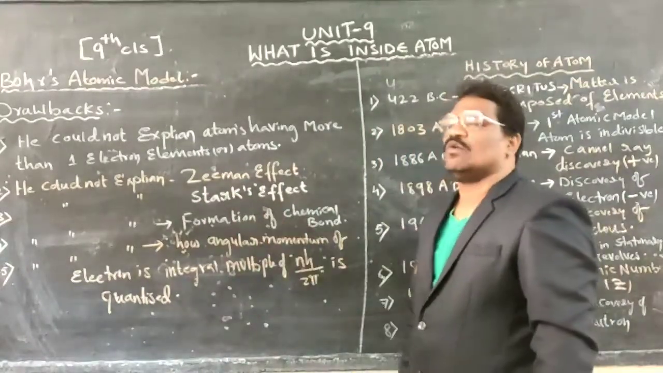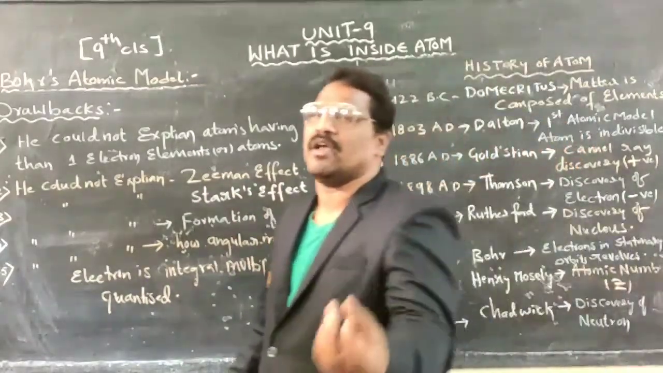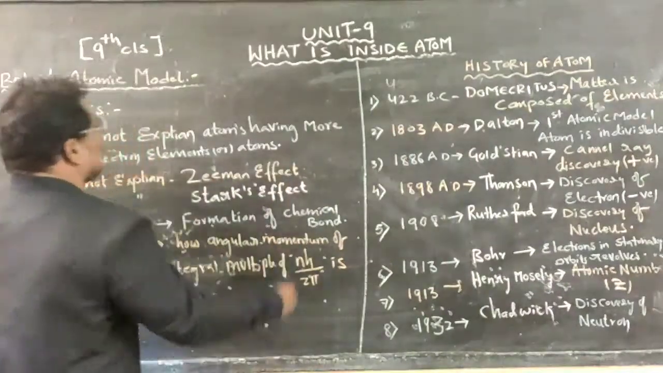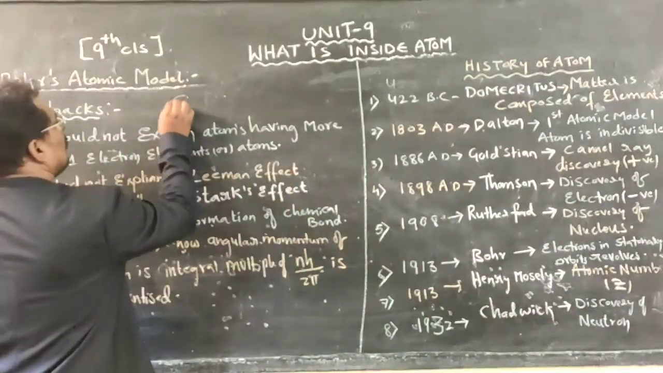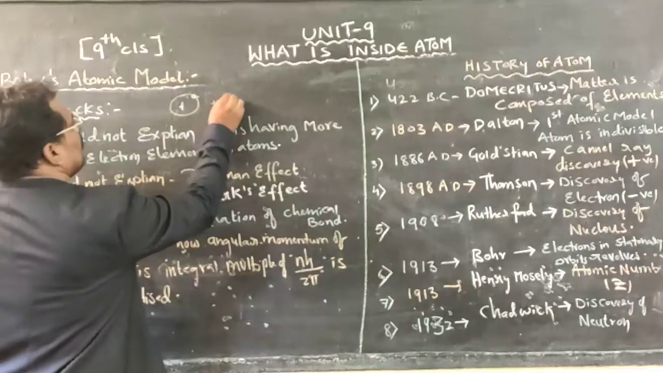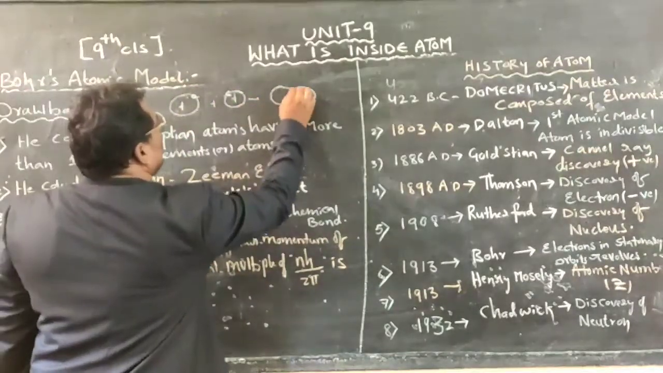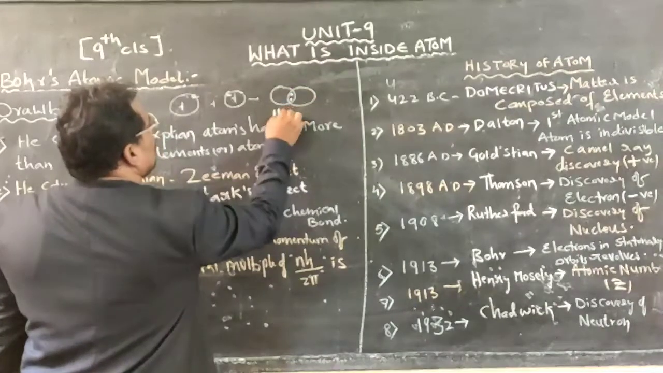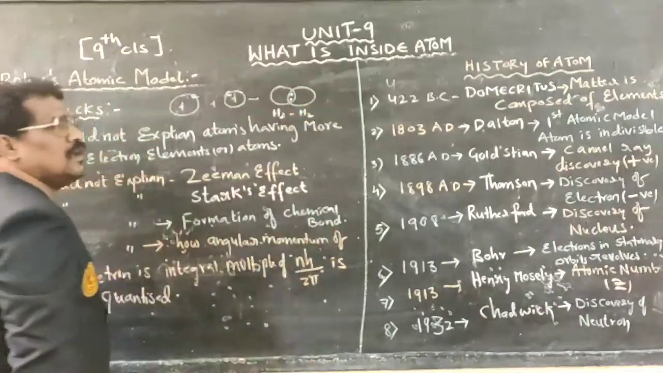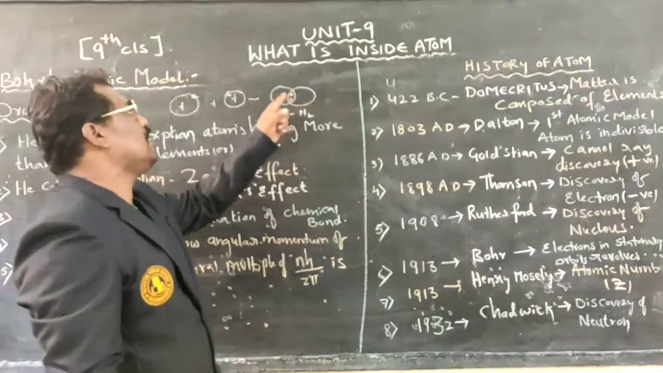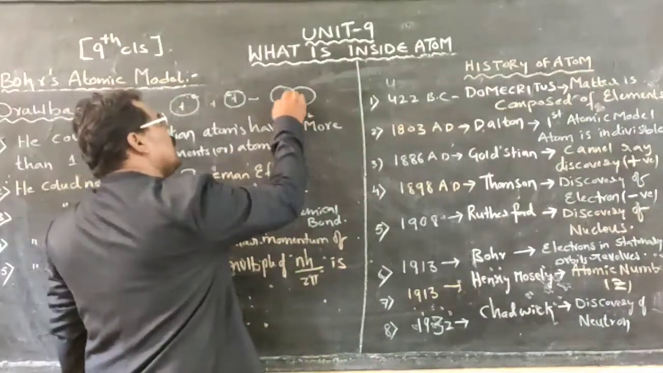The fourth one is that he could not give an explanation about chemical bond formation. We have already seen the chemical bond. A hydrogen electron has one more hydrogen with an electron existing; together they form a hydrogen molecule. More than one electron is there, therefore the chemical bond concept.